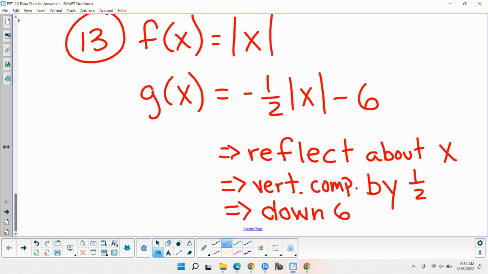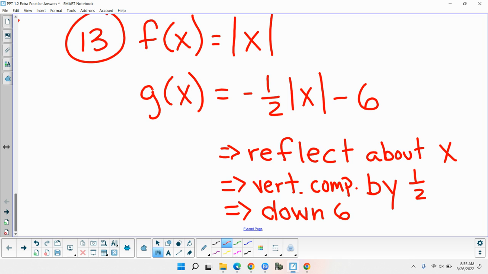So if you see the negative, that's a reflection. If you see multiplication, that's a vertical stretch or compression or a shrink. And then if you see on the end plus or minus, that's up or down. If there was a plus or minus inside, then it would have been right or left. Questions? You okay with that? All right.